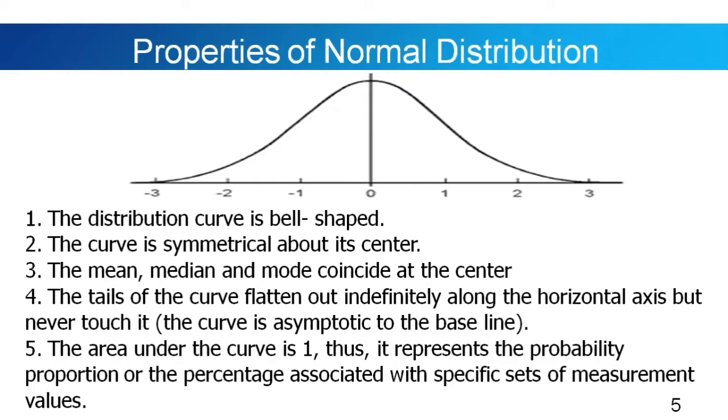And last but not least, the area under the curve is equal to 1. Thus, it represents the probability, proportion, or percentage associated with specific sets of measurement values. So the total area of our normal distribution curve is equal to 1. In percentage, that would be equal to 100%. In other words, from the tip of the tail on the left side of the normal distribution curve to the tip of the tail on the right side, the total area is equal to 1, or that is also equivalent to 100%.